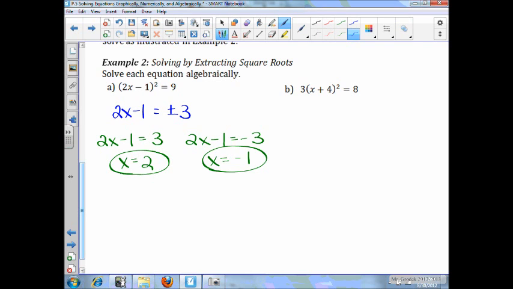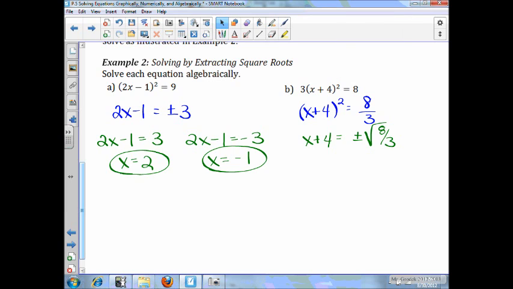Now we look at B. What we're going to have to do first, we're going to have to divide both sides by 3. That's what we're going to have. Then we can take the square root. Now we're going to have a square root of 8 over 3. So when you solve that, add or subtract 4, x equals negative 4 plus or minus the square root of 8 over 3. For right now, that would be an acceptable answer.